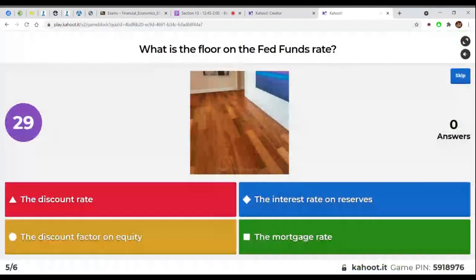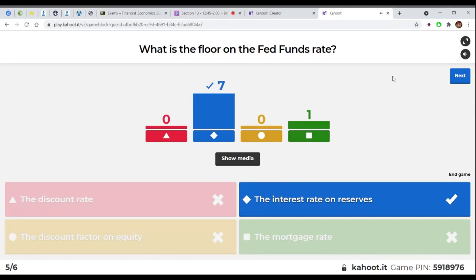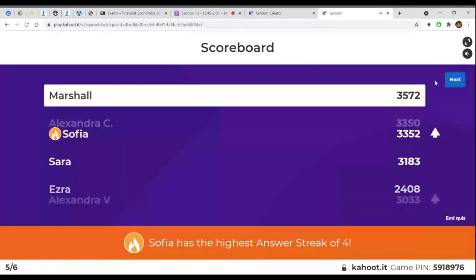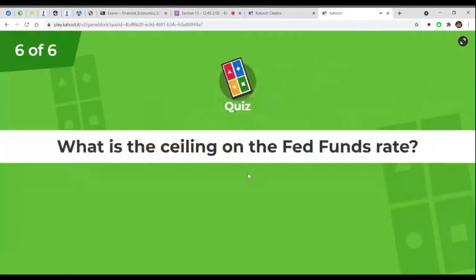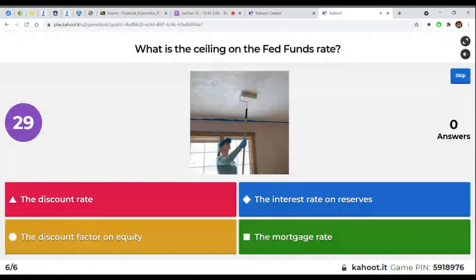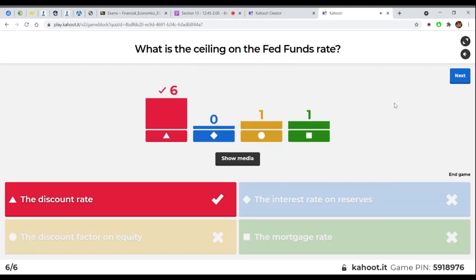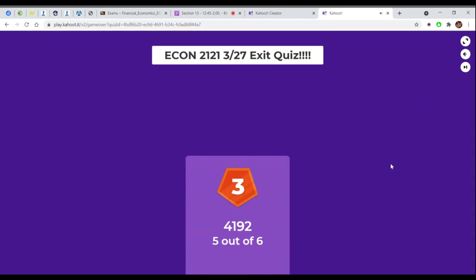What is the floor on the federal funds rate? It is the interest rate on reserves. Very good. And finally, what is the ceiling on the federal funds rate? It is indeed the discount rate. Very good. Let's see how we did.